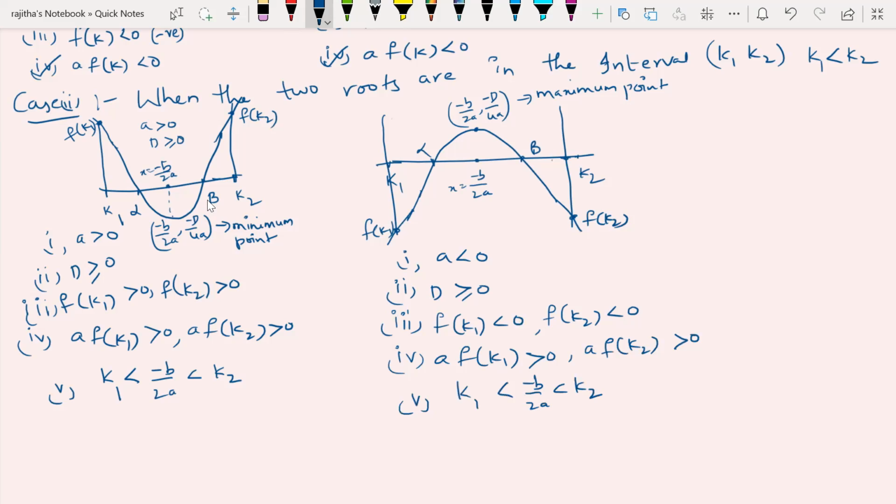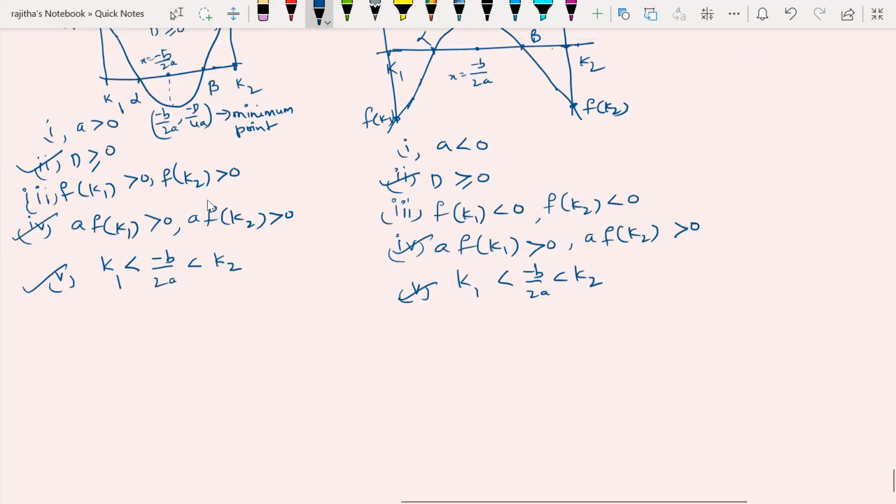So what is common here: the discriminant is greater than or equal to 0, a into f of k1 is greater than 0, a into f of k2 is greater than 0, and k1 is less than minus b by 2a, which is less than k2. This is when the two roots are in the interval k1, k2, when k1 is less than k2. One more case, same here, when the two roots are in the interval.